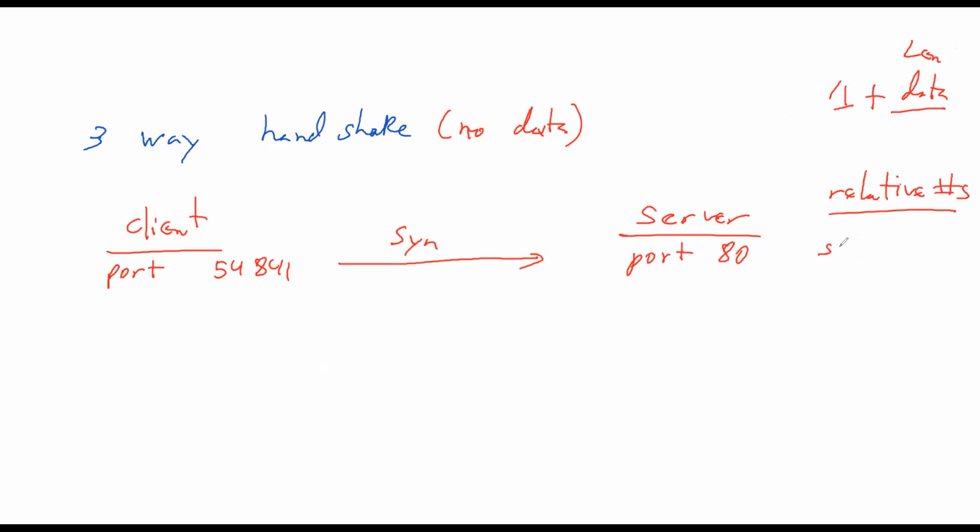Okay, so the first one, these are relative numbers. You're going to send sequence equals 0, let's say, and no ACK, so null, because you just started the communication. Then, on the other side, now you have port 80 to 54,841.